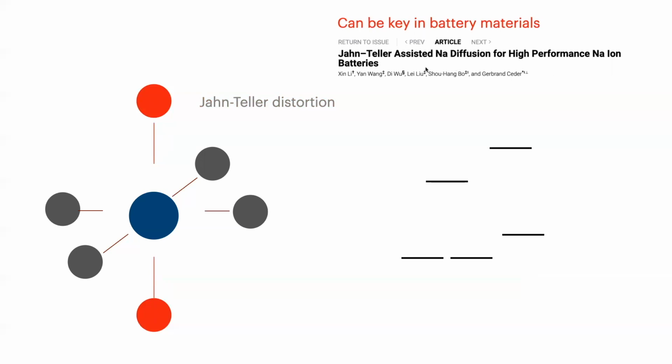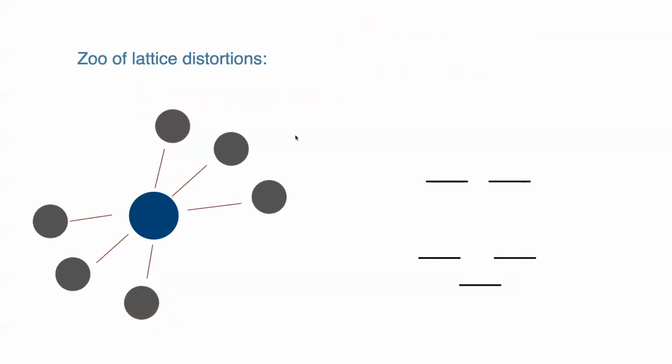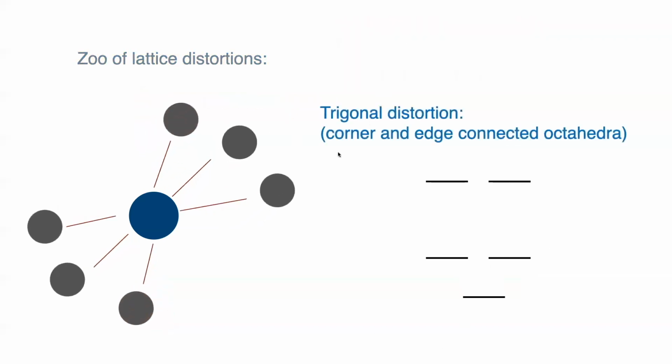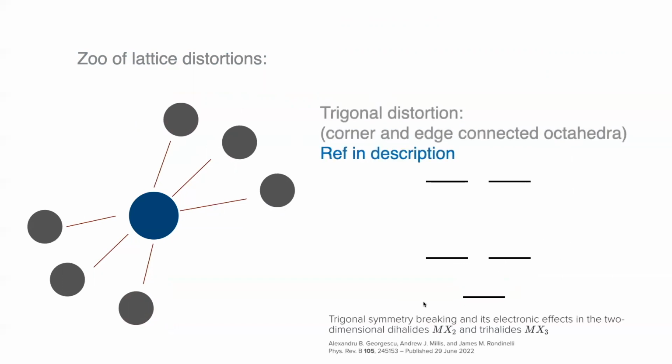In this article, they're shown as key to battery materials. And Jahn-Teller distortions don't only have to be in this type of structure. You can have trigonal distortions. Corner and edge connected octahedra are the ones that display this type of distortion the most. And this is some recent work I've done in this direction on dihalides and trihalides, which are made out of edge connected octahedra.